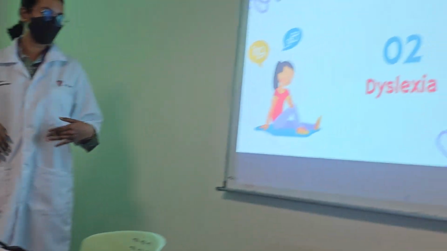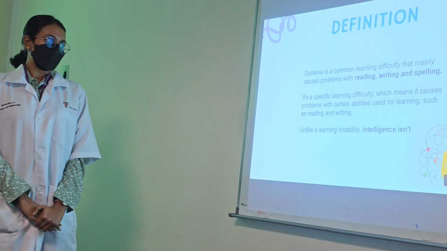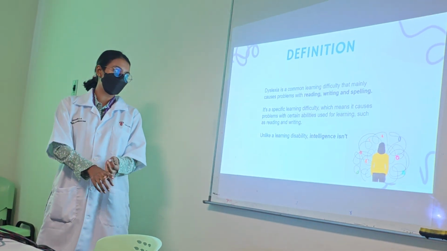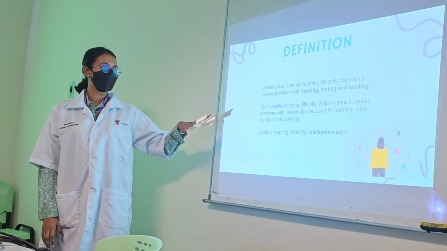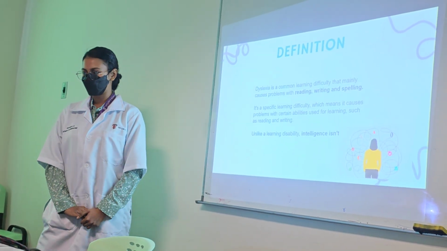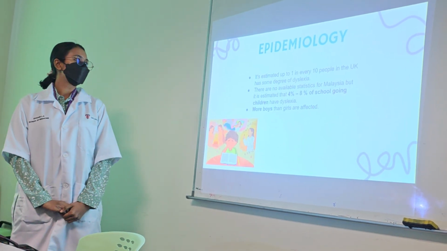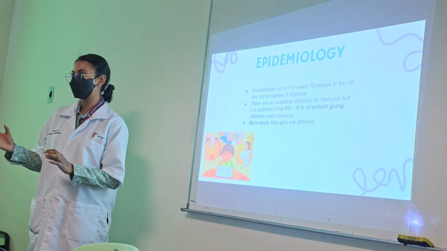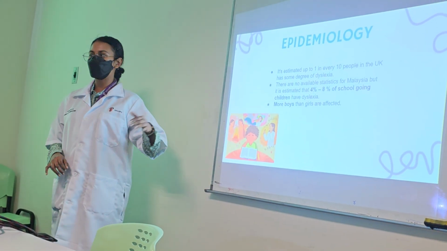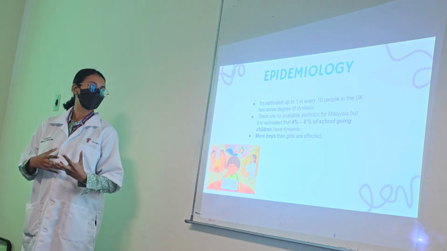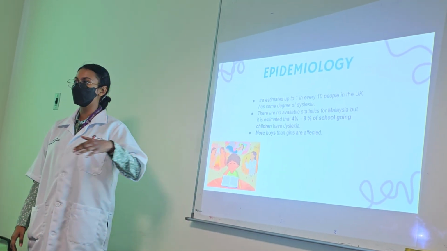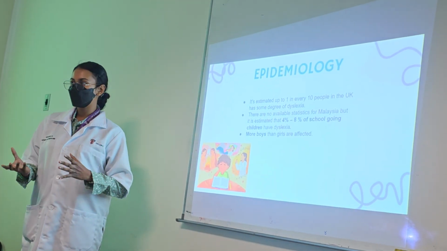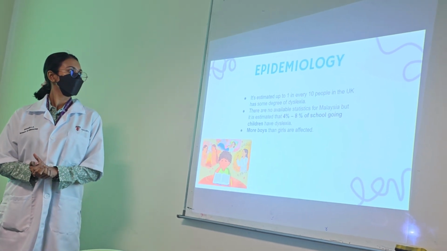Okay, so now we're talking about dyslexia. The definition of dyslexia is basically a learning difficulty that usually causes problems with reading, writing, and spelling. Usually in dyslexia, the intelligence isn't affected. For epidemiology, in the UK, an estimated 1 in every 10 people has some degree of dyslexia. In Malaysia, however, I did not find any statistics available, but it's estimated that about 4 to 8% of school-going children have dyslexia, and more boys are affected than girls.